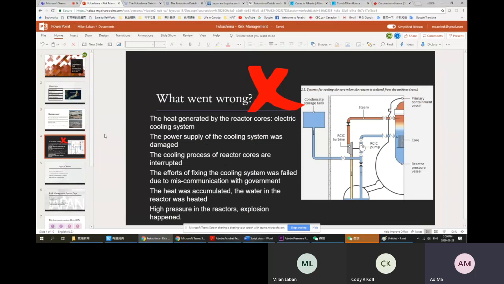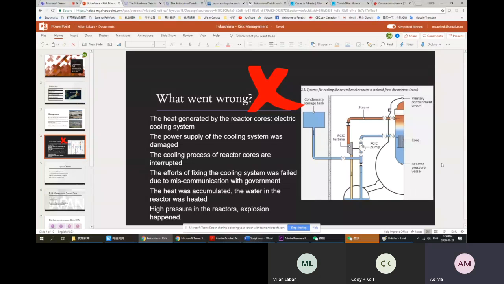So what happened on that day? What went wrong? Typically, under normal situations, the heat generated by the reactor cores of the nuclear power station is cooled down by an electric cooling system. But on the day of the tsunami, the power supply for the cooling system was damaged by the tsunami. As a result, the cooling process of the reactors was interrupted.